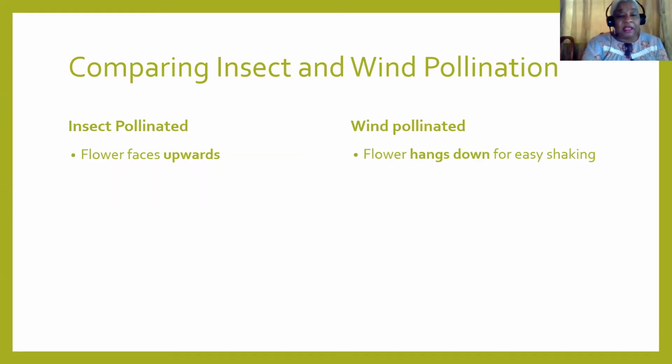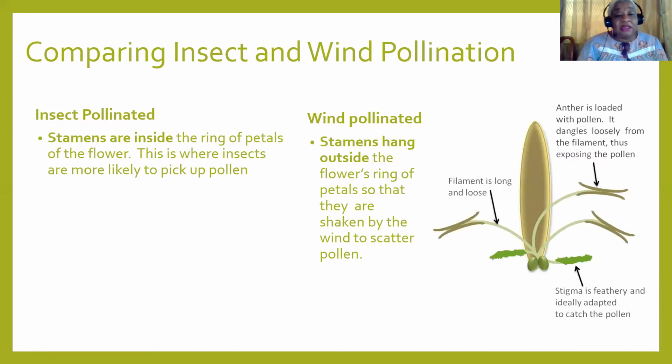In an insect pollinated flower, the flower faces upward. Like when you see the rose, oh, look at the beautiful rose, showing all its petals up. But in a wind pollinated flower, it hangs down, like a bell, so it can shake. Insect pollinated stamens are inside a ring of petals, and so it makes it more likely for the insects to pick up the pollen.